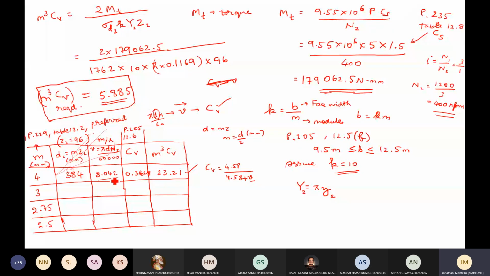Okay, students, you can start filling this. For 3 how much you get, for 2.75 how much you get, for 2.5 how much you get. Whenever you get this, V will come down because 3 is small. So CV will be using one more equation, 3.05 by 3.05 plus V, then m cube CV. I don't have the values of 3 here with me, but I have values of 2.75. You should get around 7.393, and here it is 5.902. Let me fill all other details. You do the calculations on your own from there.